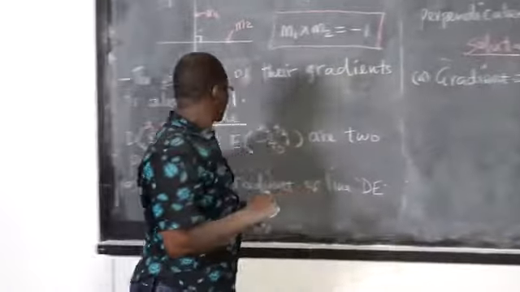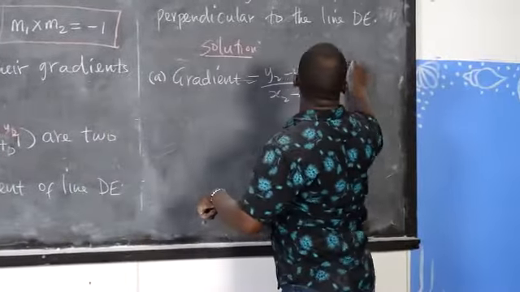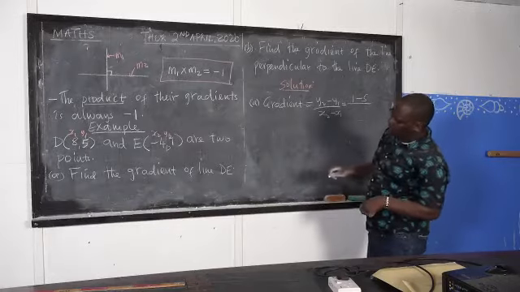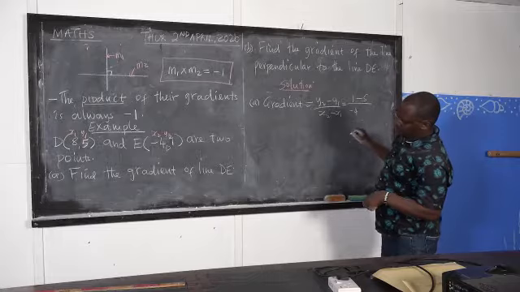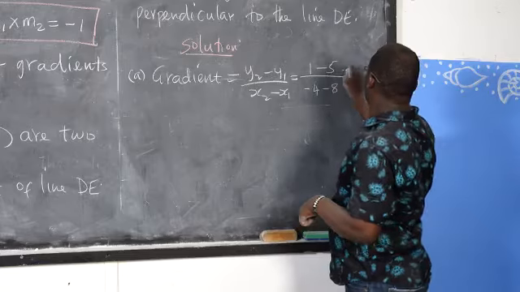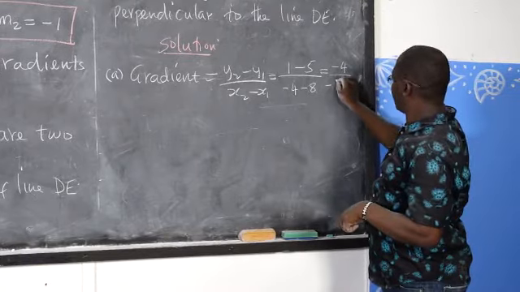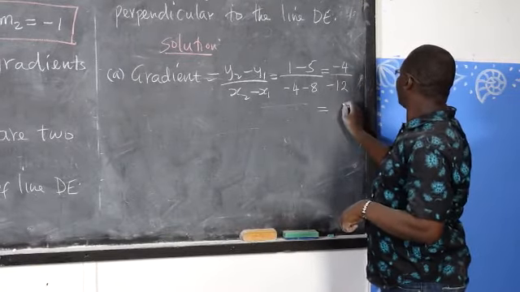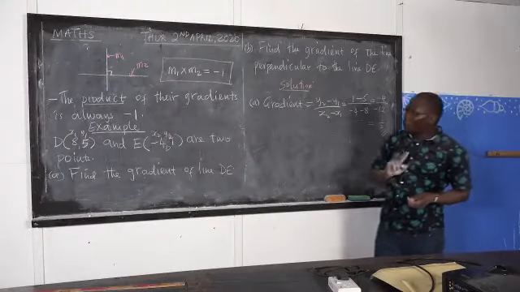So y subscript 2 is 1. So there we have 1 minus 5 over minus 4 minus 8. So that is minus 4 over minus 12. So this gives us the gradient as 1 over 3. So that's the gradient of the line DE.